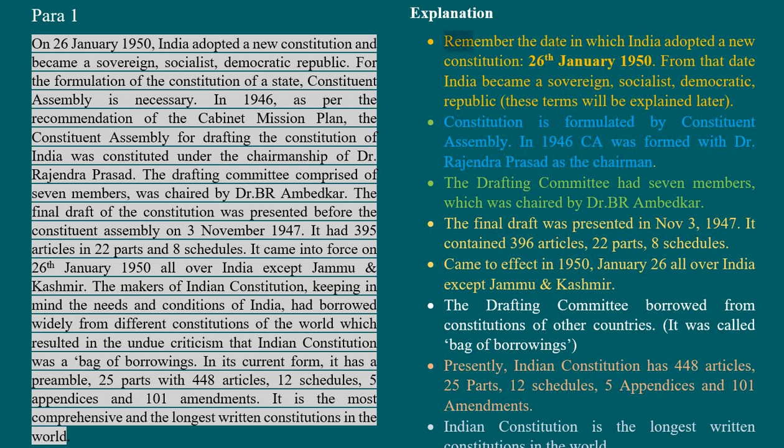Remember the date on which India adopted a new constitution. What was the date? 26th January 1950. From that date, India became a sovereign, socialist, democratic republic. The meaning of these terms will be explained later.